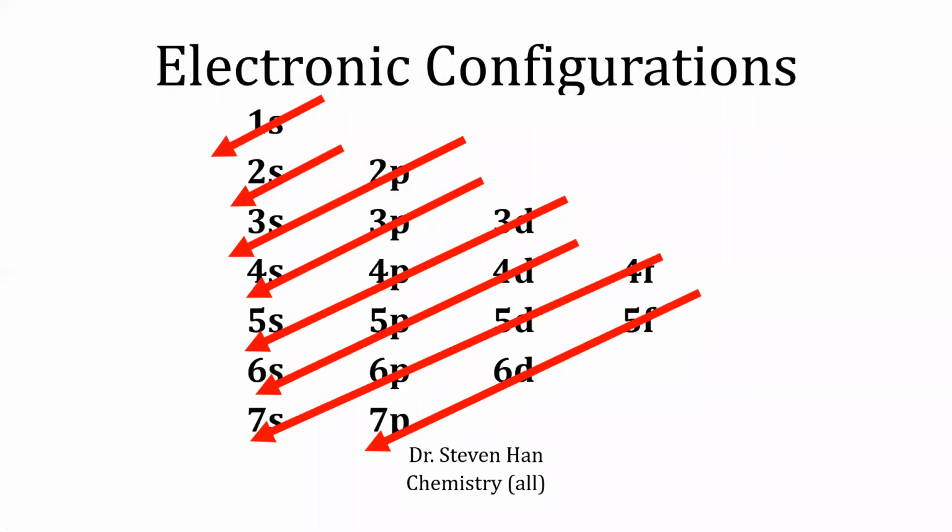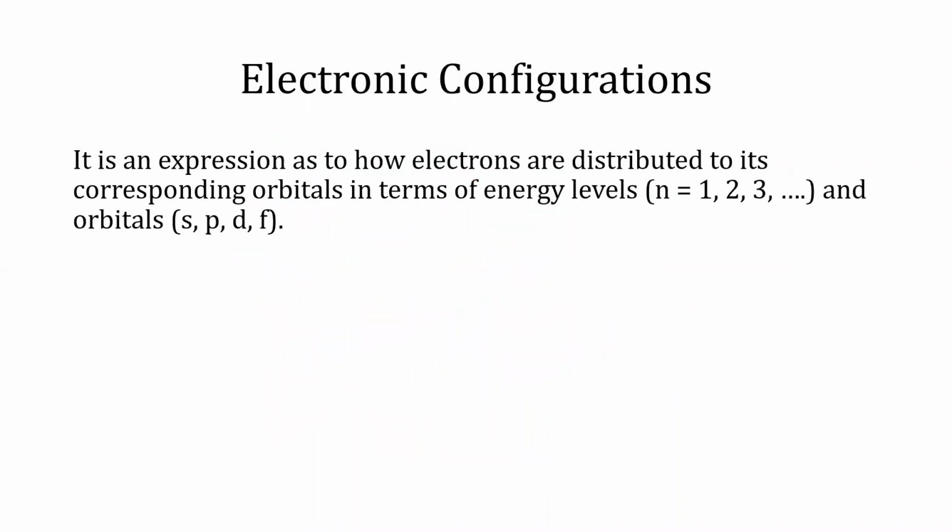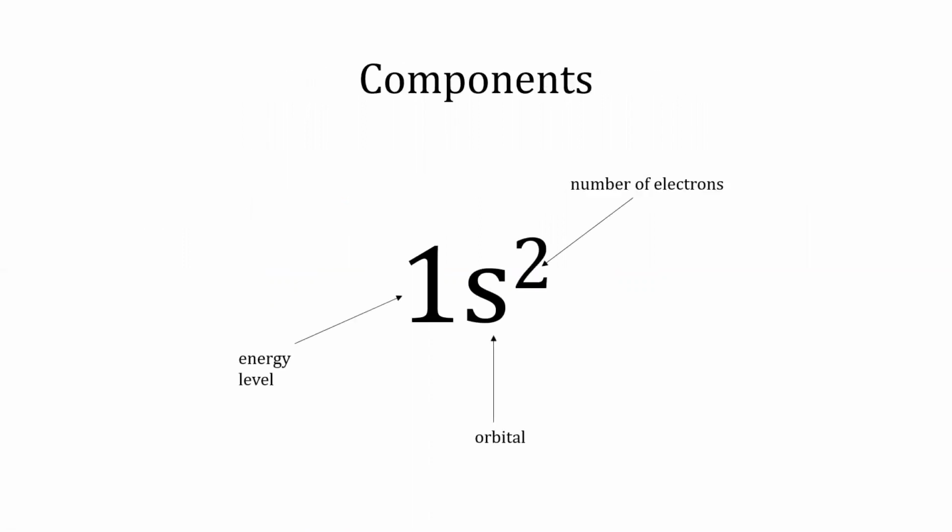This exercise is on how to do electronic configurations. Electronic configurations are expressions as to how electrons are distributed to its corresponding orbitals in terms of energy levels and orbitals. The components in doing the electronic configuration of an element or ion are as follows.